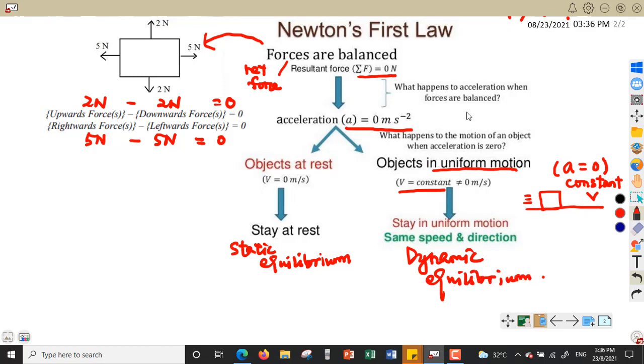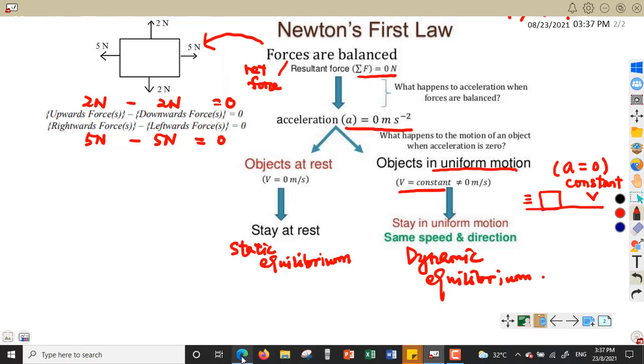So according to Newton's first law, when the summation or resultant force equals 0, there will be two conditions for the motion. Either the object is at rest and it will remain at rest, or the object that is moving will move with constant velocity. So this is what we call Newton's first law.